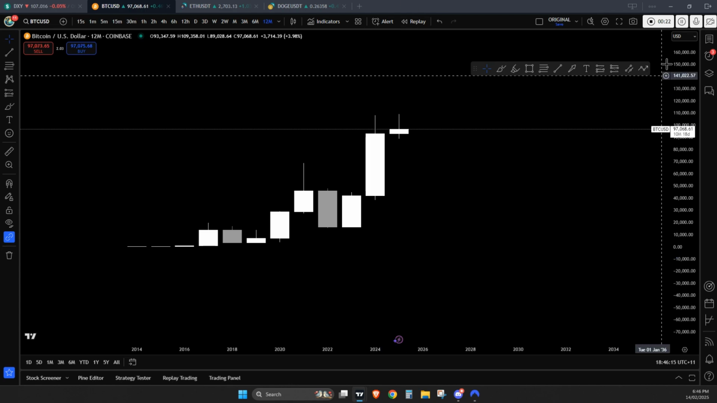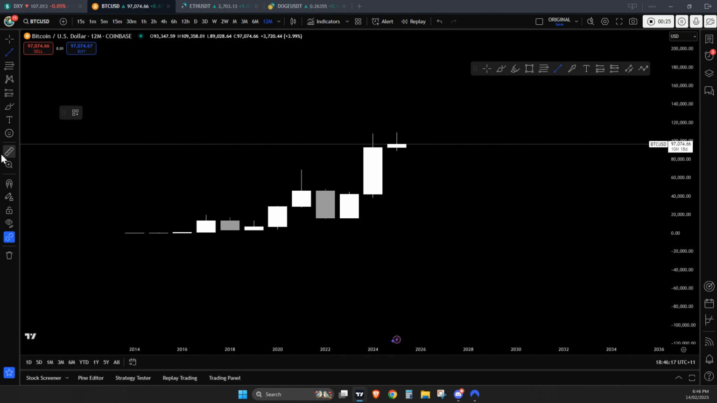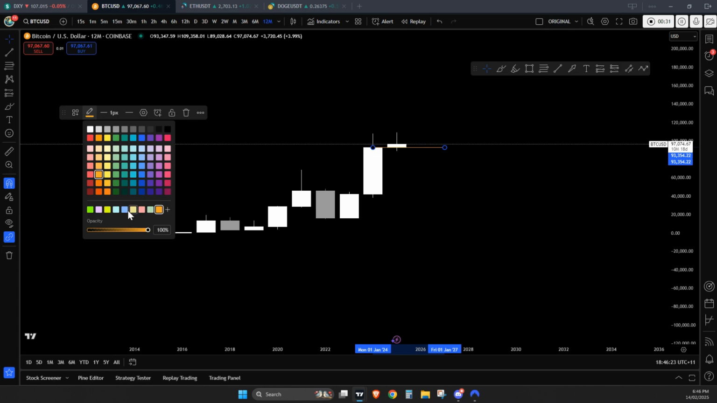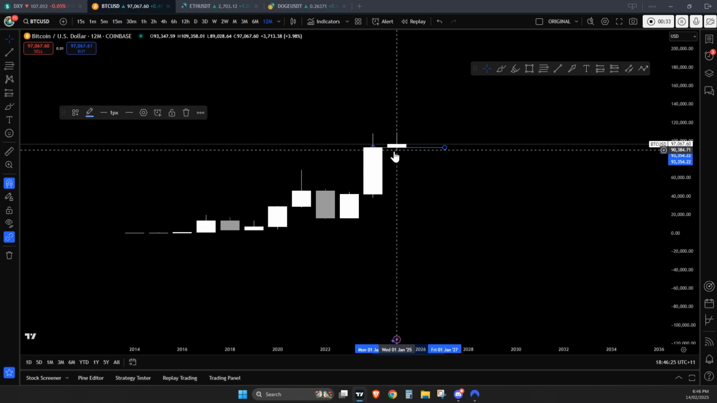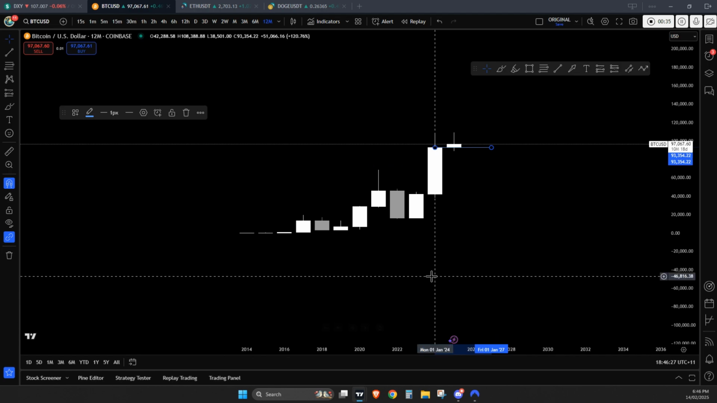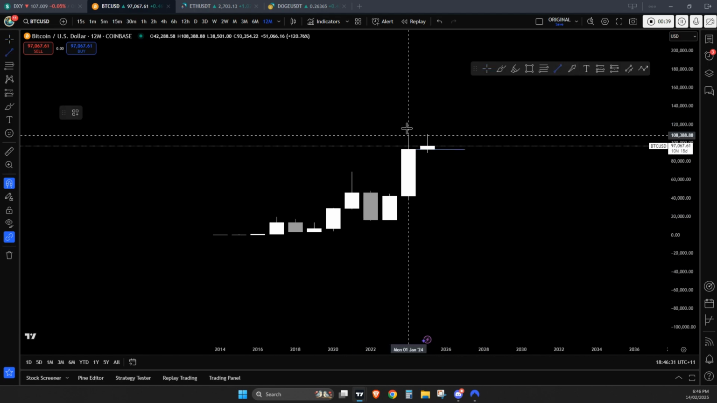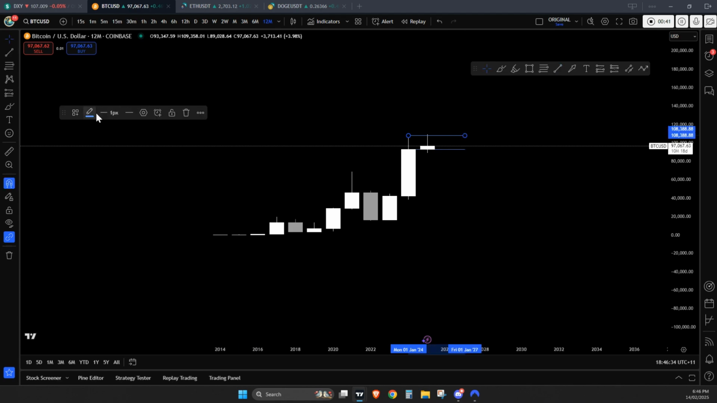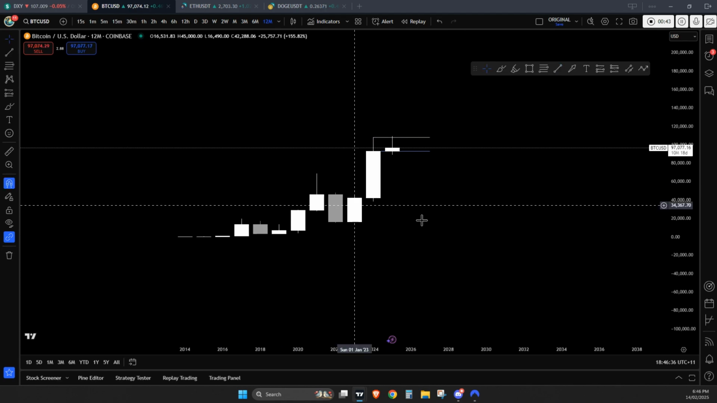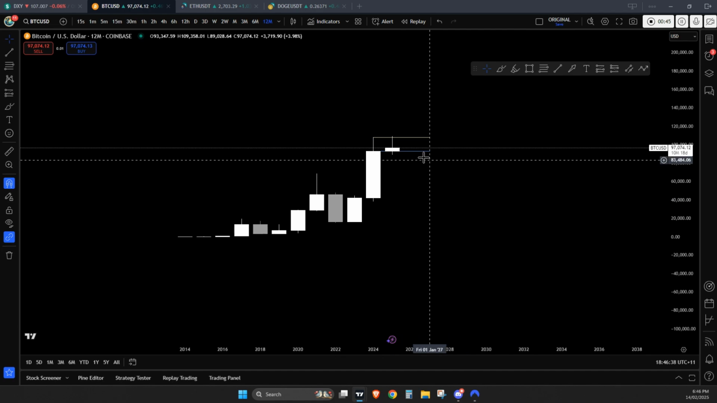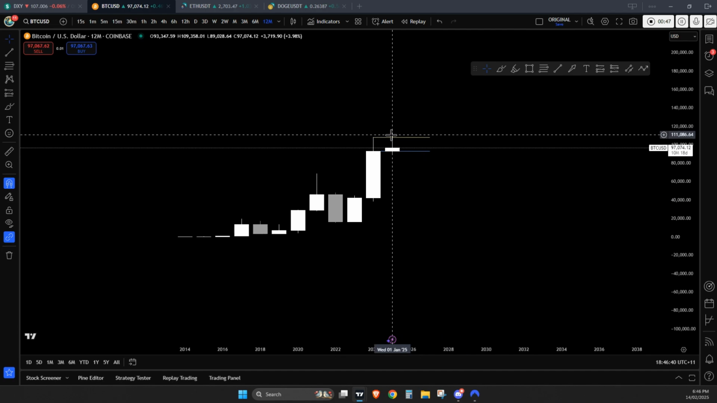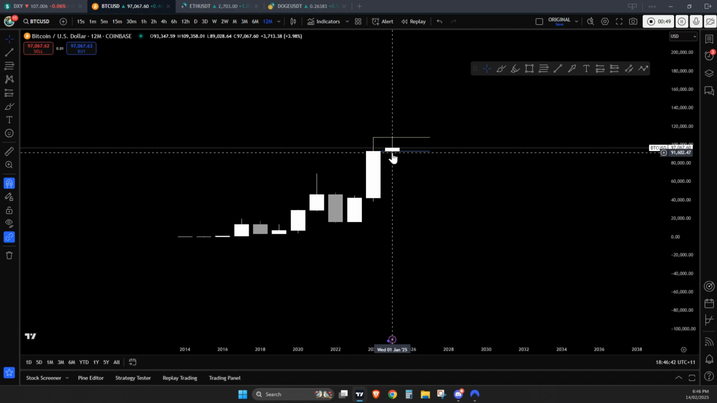So to kick it off, the first thing I'm going to do is mark out my yearly open. It is the most important line at the moment, especially because we've been messing about so closely to it. The other thing that I'll mark out is previous all-time high, which is right there. And if we look just based on this yearly chart, we've taken out previous all-time high right there, then come back down.